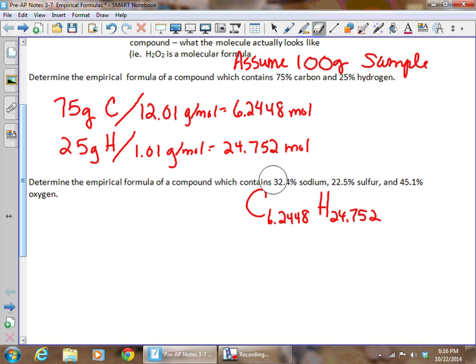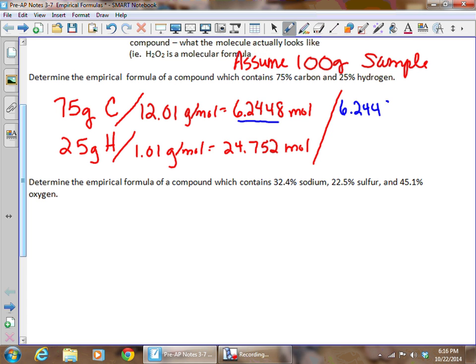So how do you change two values in a ratio to whole number values? We want it based on 1. We want the smallest value. So what we're going to do is take the smallest of these two numbers, which is the 6.2448, and we're going to divide both of these values by 6.2448. So we're going to divide both of them by that value. When we do, I strongly suggest that you carry this to one place past the decimal.